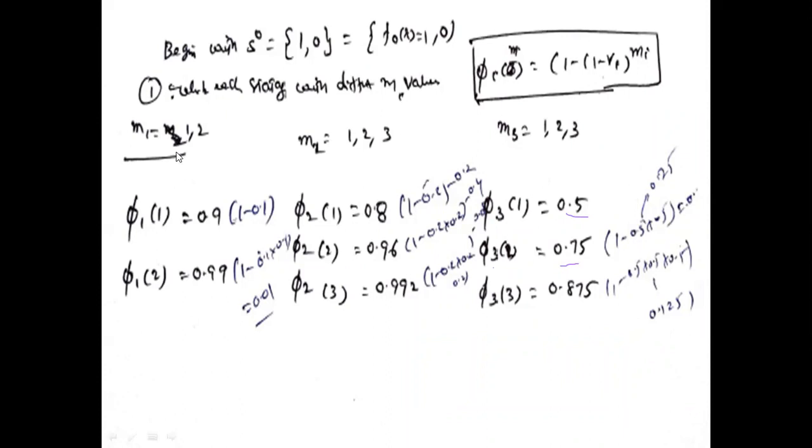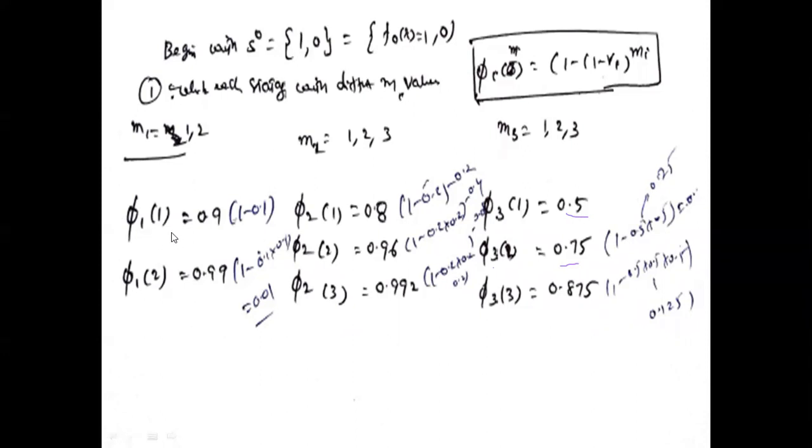So first we are calculating the reliability of each device with the different values of M of I. So first M1 equal to 1, M1 equal to 2, M2 equal to 1, M2 equal to 2, M2 equal to 3. Next here, M1 equal to 1, M2 equal to 2, M2 equal to 3.